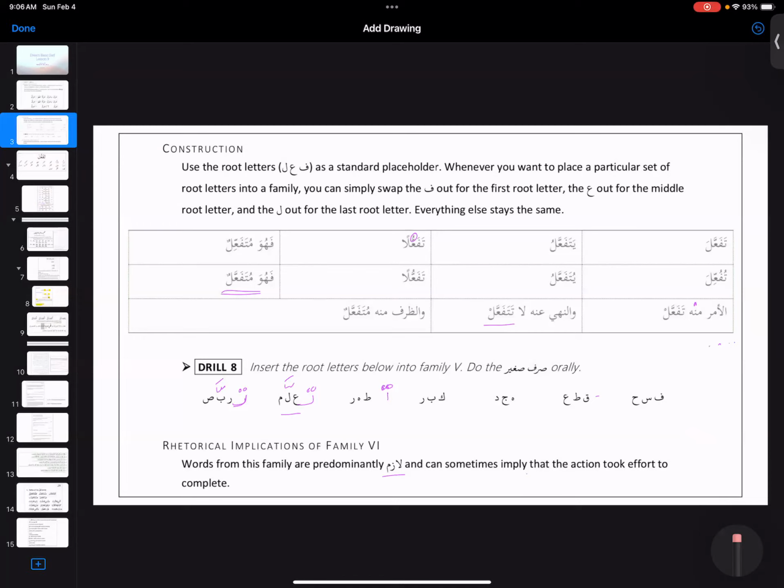Allama is mutaddi, but ta'allama is lazim. Sister, I have a question. When you said that this family 5 is a family 3 plus family 2, so family 2 is an allama family, and family 3 here is a jahada with extra alif.